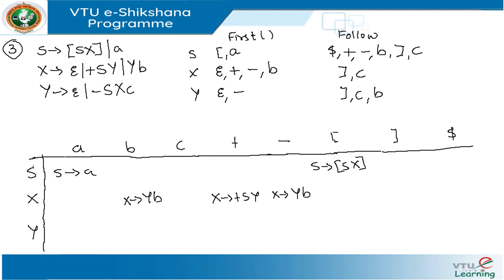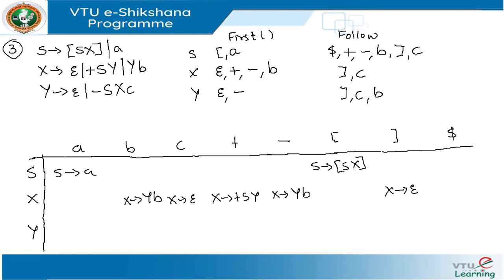Now the first set symbols are over. Now shifting to the follow set of X, we have got a closing parenthesis and C, the terminal C. So to get the closing parenthesis or the terminal symbol C, we have to use the production X derives epsilon. So X derives epsilon must be written in the column C and in the column closing parenthesis.